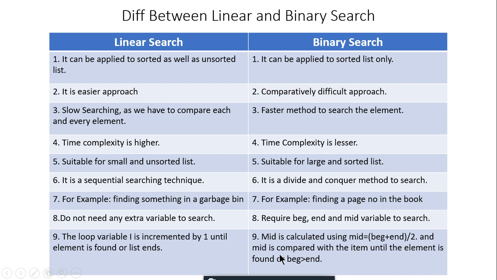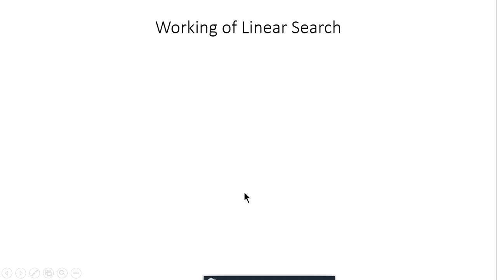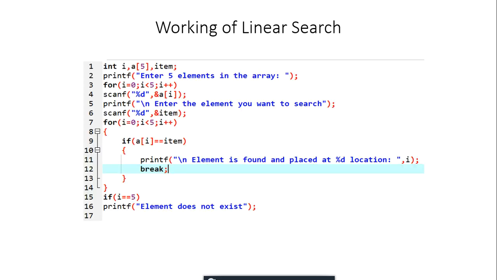Then compare the mid value of the array with the item to search and continue this until your list element is found or your beginning is greater than end. Okay, now let's implement this program working of linear search. So I have written some part here and we'll try to implement it in the program.